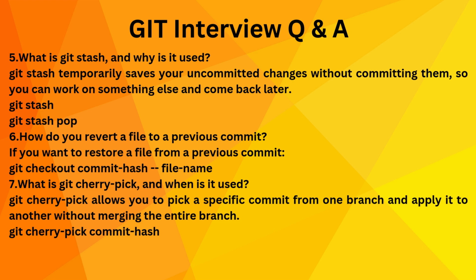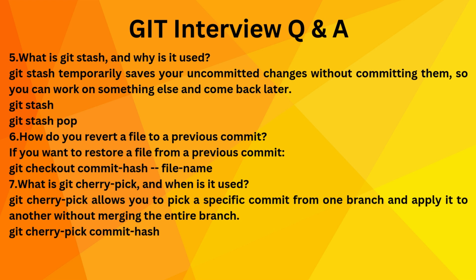How do you revert a file to a previous commit? If you want to restore a file from a previous commit, use git checkout commit hash file name. This replaces the file's content with the version from the specified commit while keeping other changes intact.